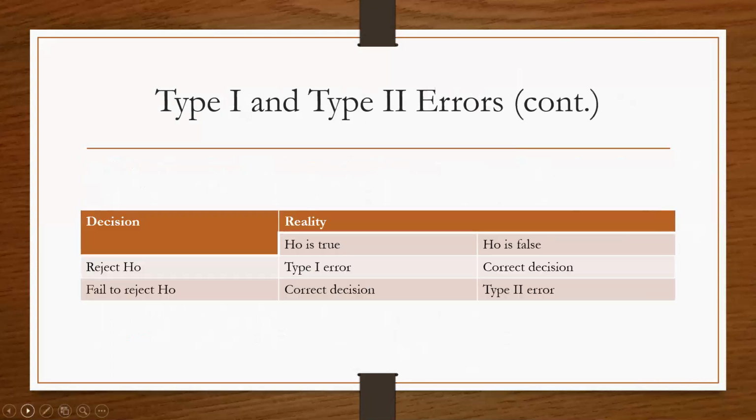So, a handy little table that you've seen plenty of times before, but it's good to have. Right here you have your decision to either reject or fail to reject. Then over here is reality, whether the alternative is true or not. If you reject the null when the null is true, then you made a type 1 error. If you fail to reject the null when the null is wrong, then you made a type 2 error.